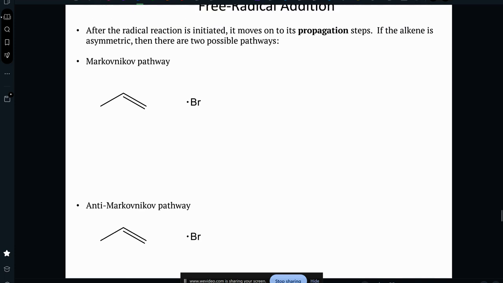So in the Markovnikov pathway, we'd be adding the bromine to the more substituted carbon. So the way I would represent that is I would have this bromine radical form a bond with one of the electrons from the CC pi bond. The other electron from the CC pi bond is going to become a radical on the end of the chain. So that's going to give me a radical here. And now these two electrons have created a bond to bromine.